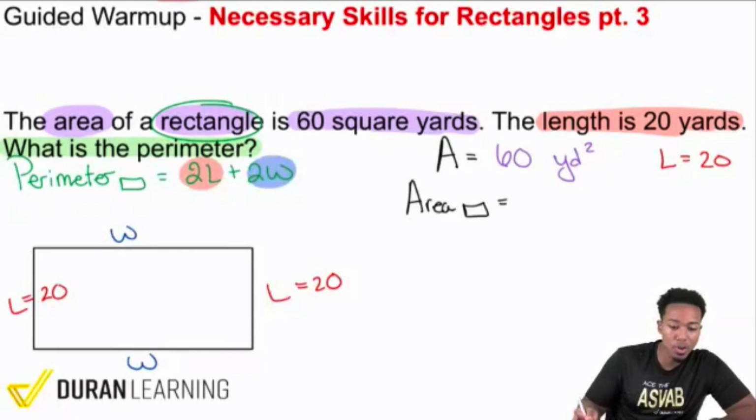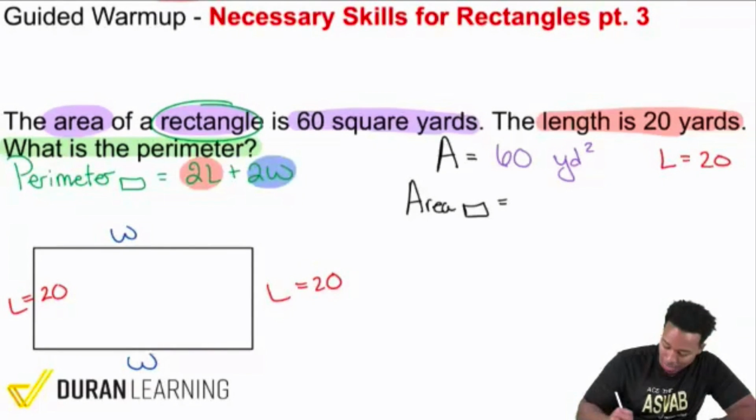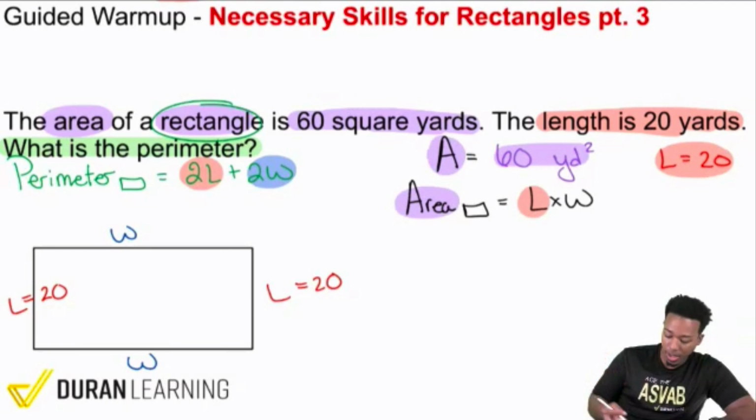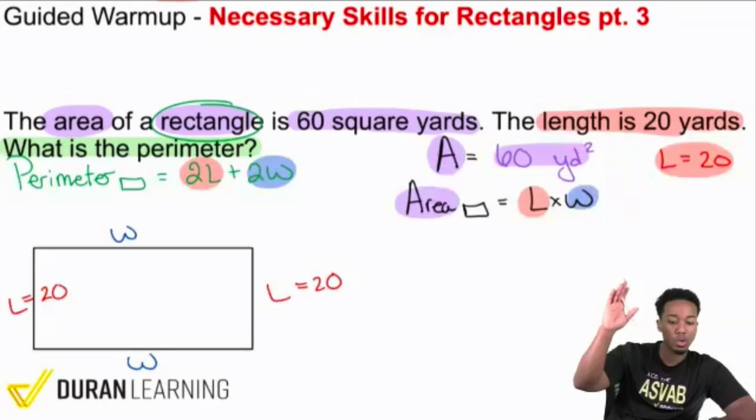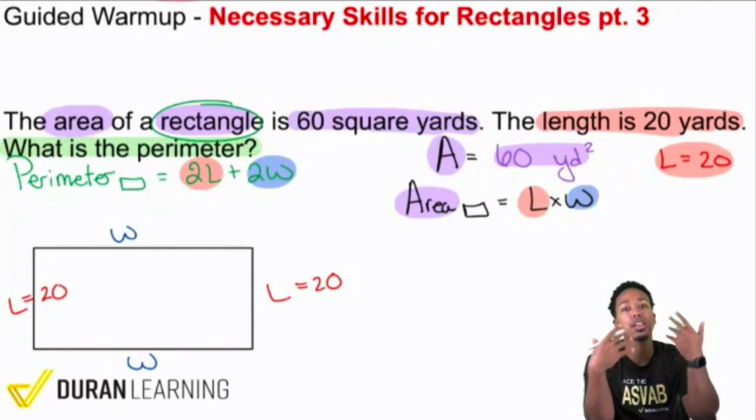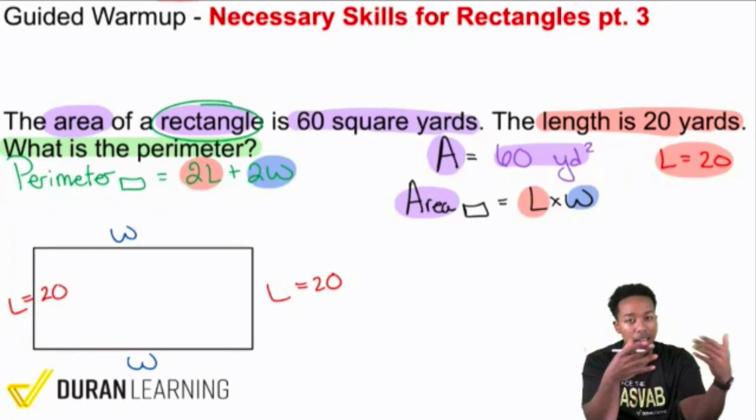What is the area of a rectangle? It is length times width. That is correct. And because we already have the length, because we already have the area, we can plug everything in and we can find the width. Yes or no, everybody? Do you agree there? Because we have the area, because we have the length, we can plug it into the area formula and get the width.